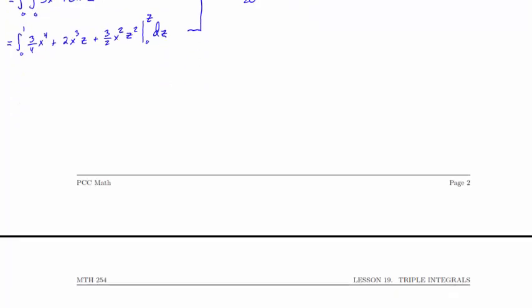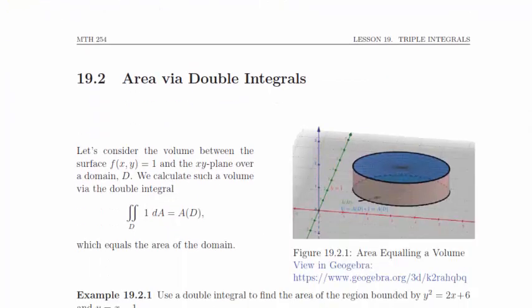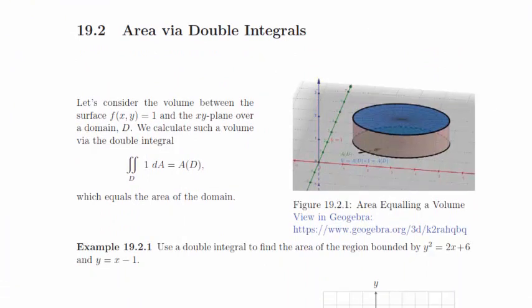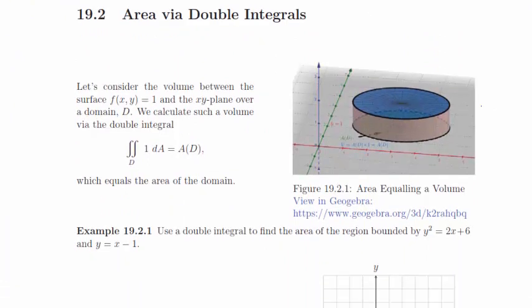But I'm going to go ahead and move on to the next section, 19.2, area via double integrals. Okay, so let's consider the volume between the surface f of x comma y equals 1 and the xy plane over a domain D. We calculate such a volume via the double integral over the domain D of 1 dA, and that actually ends up equaling the area of the domain itself. And the reason that this is, let's go ahead and take a look at this graph in GeoGebra, figure 19.2.1, the area equaling a volume.